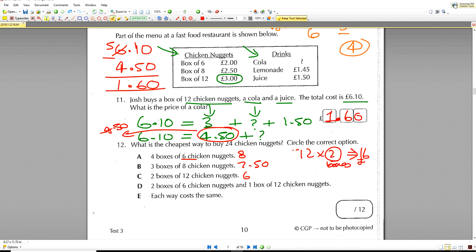2 boxes of 6 and 1 box of 12. 2 boxes of 6 would be £4, add 1 box of 12 would be £3. That's £7. So the answer is, for question number 12, most definitely C, the cheapest answer at £6.